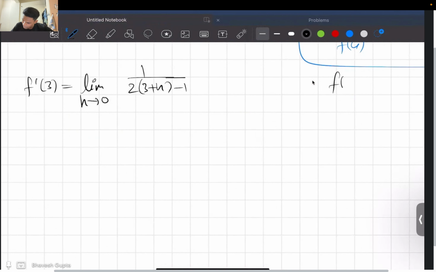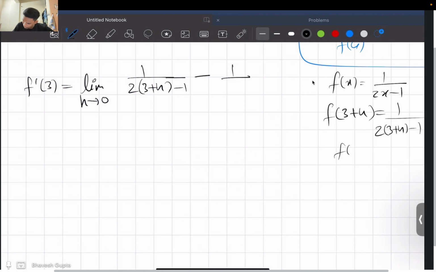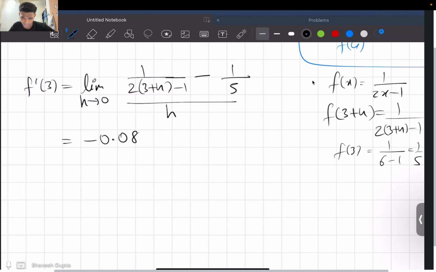In case this was my function, okay? So I'm basically calculating this value 3 plus h, which would be 2 times 3 plus h minus 1. That's it. And I'll take a difference with f of 3, which is 6 minus 1, which is 1 over 5, right? Over h. And you can see that immediately this comes out around minus 0.08. So this is what the question asked to calculate, nothing more.